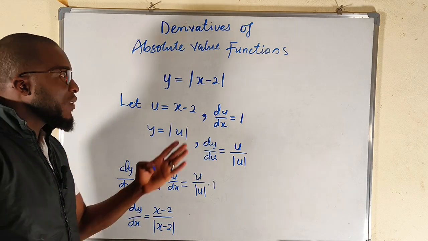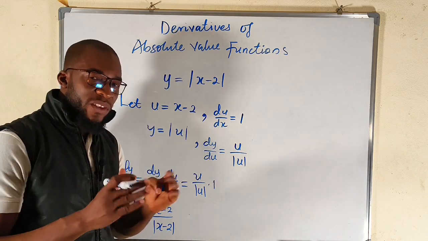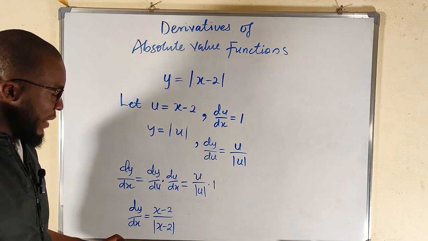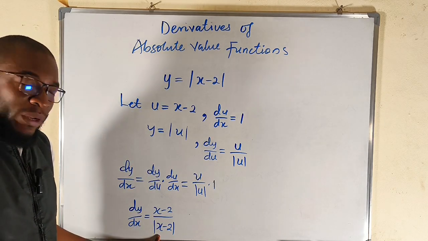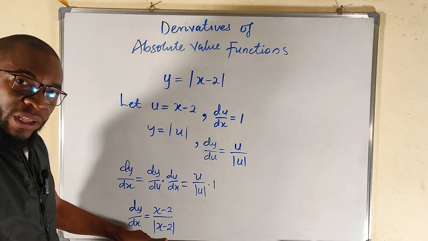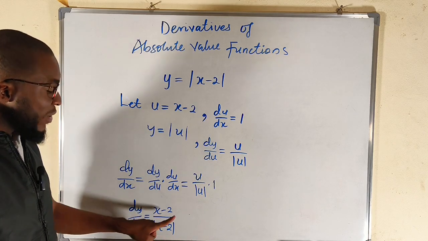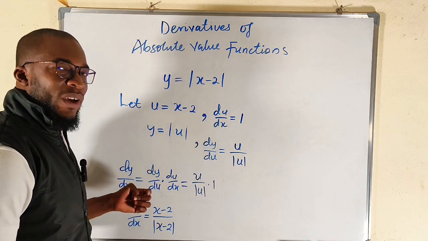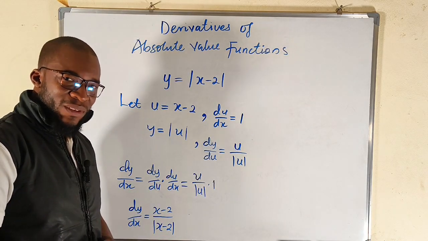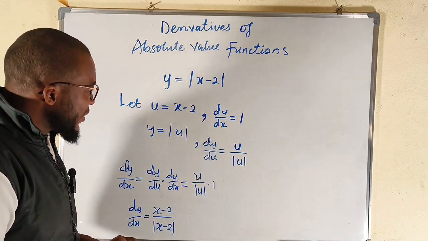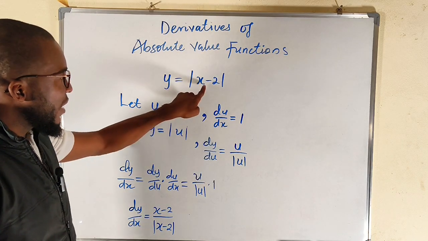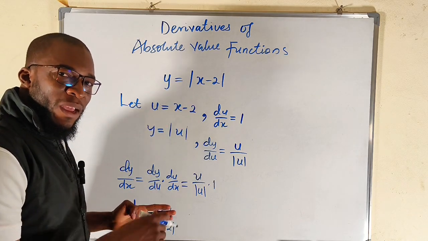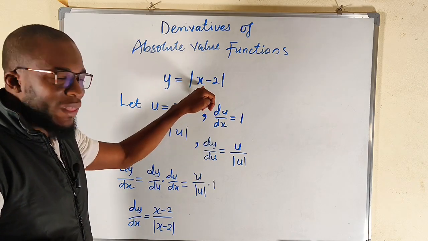And remember, you can always transform it into a piecewise function. And if you do that, you differentiate them separately. And remember, from here, you can even split it. This could be positive or negative. If it is positive, we have x minus 2 divided by x minus 2, which is 1. If it is negative, x minus 2 divided by negative x minus 2, which is going to give us negative 1. So in general, you can always take the function inside, divide by the absolute value of the function, then multiply by the derivative of that function.